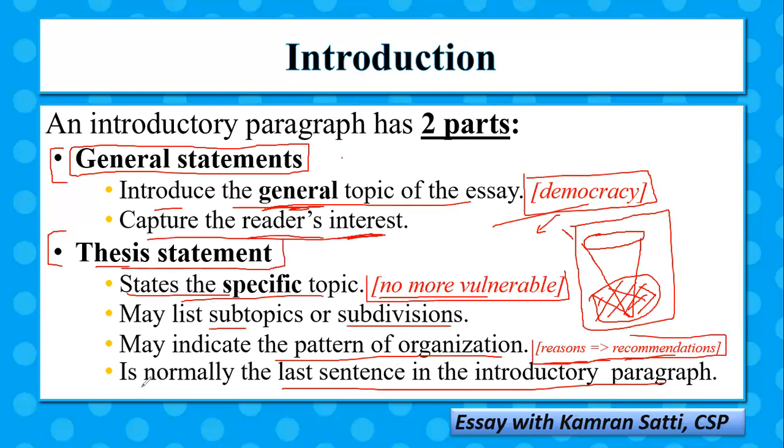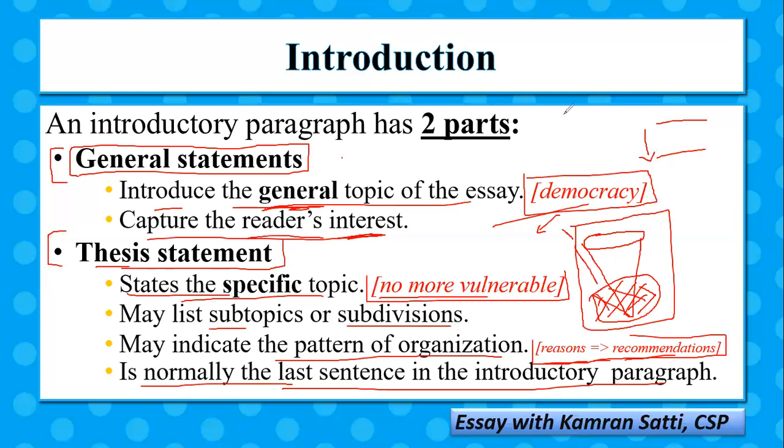And lastly, it is normally the last sentence in the introductory paragraph. Now once again, I said that it doesn't have to be one sentence, it can be 3 to 4 sentences, provided that you transition smoothly from general statements to thesis statement. Now I have seen a lot of my students who write some general statements and then jump off to the thesis statement. Now, what negative impact it has on the examiner is that it breaks the fluency of your essay, coherency of your essay. Okay, so it puts the examiner off, literally.